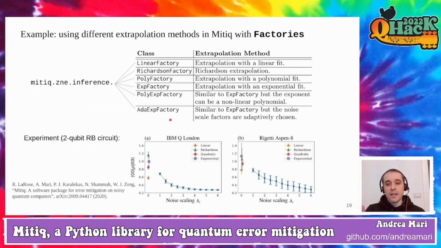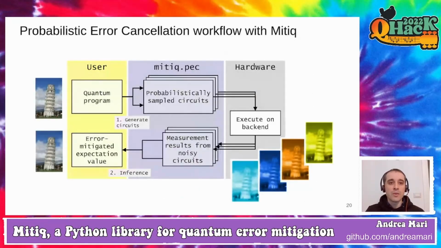So this is an overview of zero noise extrapolation. I just want to say a few words about probabilistic error cancellation, which is apparently a quite different technique. It is based on sampling from quasi-probability distributions and taking linear combinations of circuits and so on.